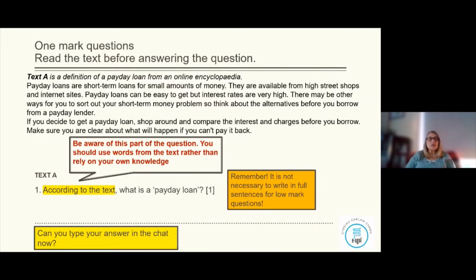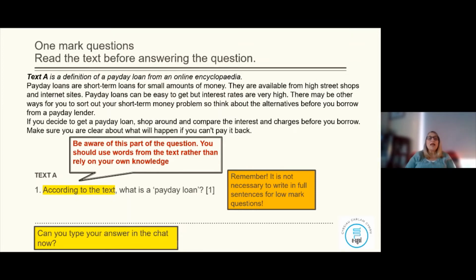So it's a very short text, but it gives you lots of information that they'll then ask you questions on. When you look at the question, always be aware of what the question is asking you to do. In this question, it says, according to the text, what is a payday loan? You should be aware of that part of the question, according to the text, because you're looking in the text for the answer. You should use words from the text rather than rely on your own knowledge.